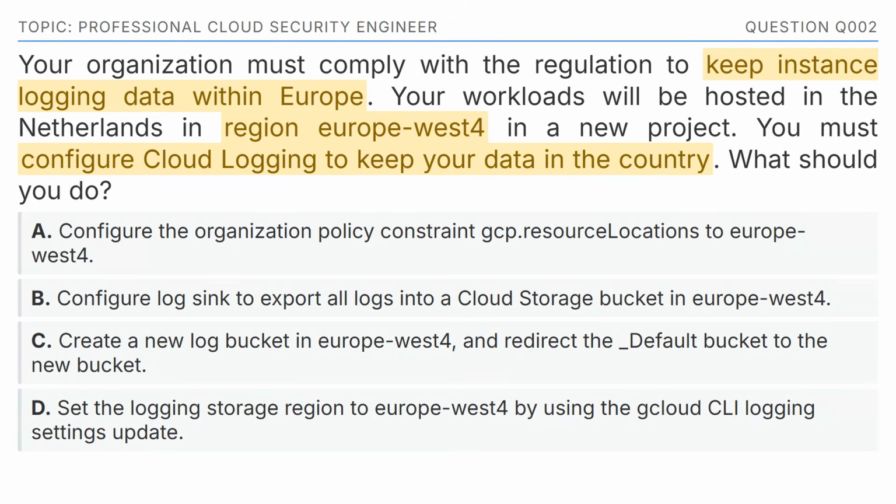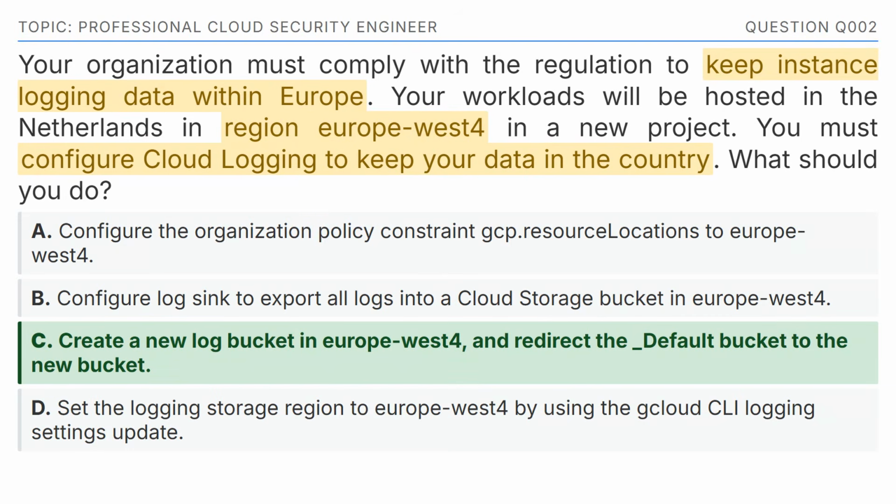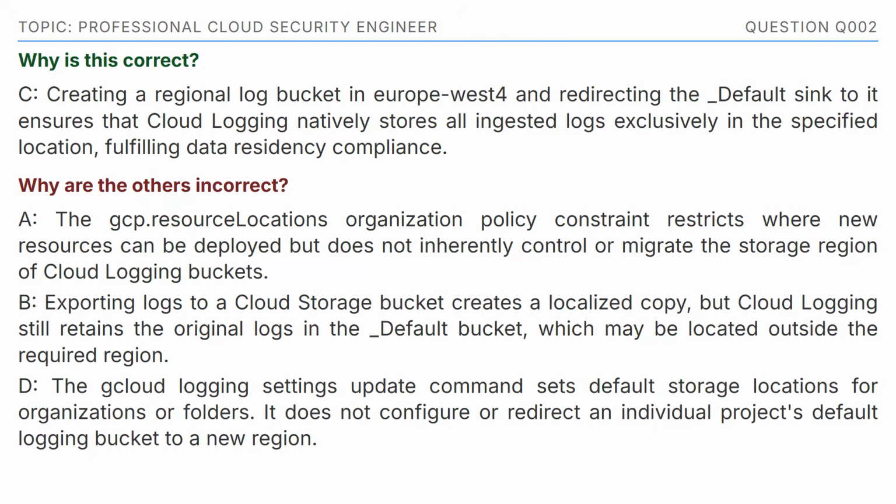To arrive at the correct answer, we focus on the keywords: keep instance logging data within Europe, region europe-west4, configure Cloud Logging to keep your data in the country. The correct answer is option C, create a new log bucket in europe-west4, and redirect the _Default sink to the new bucket. Why is this correct?